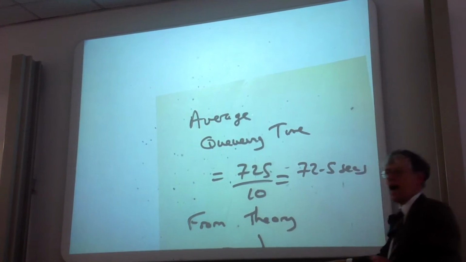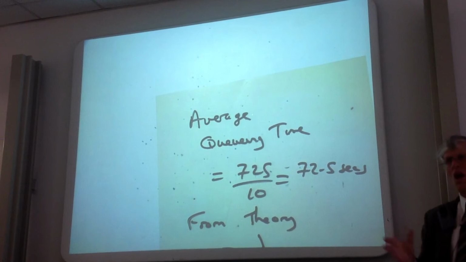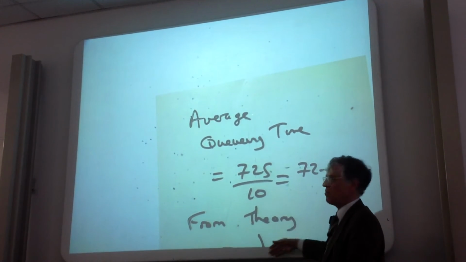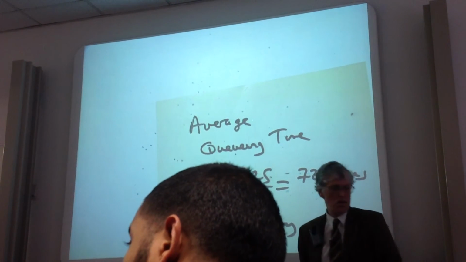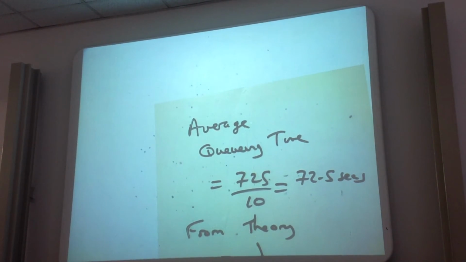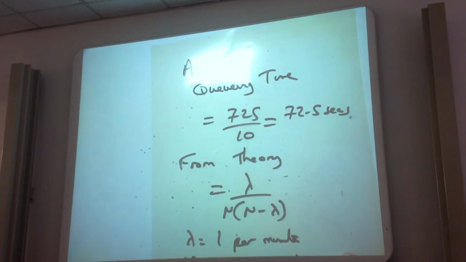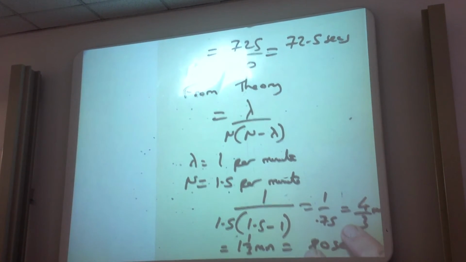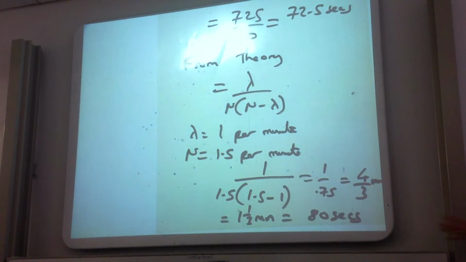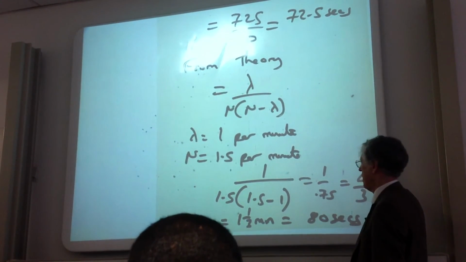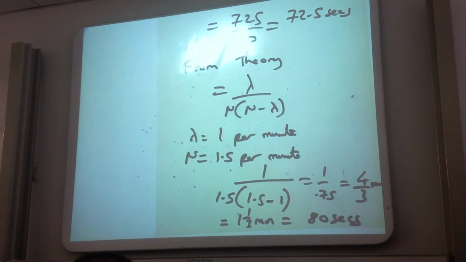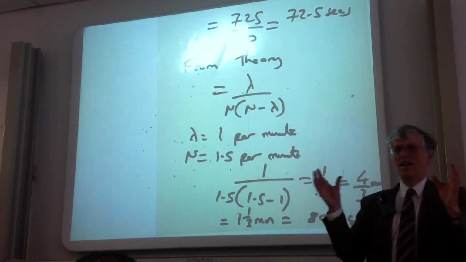Now, because we know we're simulating a simple queue, we have a formula from our theory which tells us what the average queue time is, and we know the formula, lambda over mu, mu minus lambda. If lambda is 1 per minute, mu is 1.5 per minute, working through, we get 1 over 0.75, or 4 over 3 minutes, or 1 1/3 minutes, or 80 seconds if we wanted it in seconds. So in other words, our theory gives us 80 seconds. Our simulation of only 10 gives us 72.5.